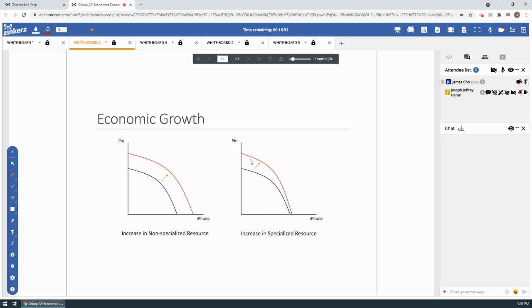Okay, you could learn a lesson like this. Oh man, that's a lot of pie. That's a lot of iPhones. I would love to be there, but I can't. I can't produce that much because I just don't have enough resources.